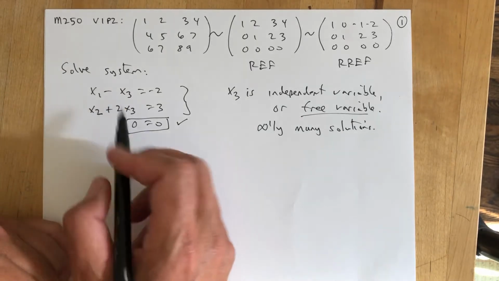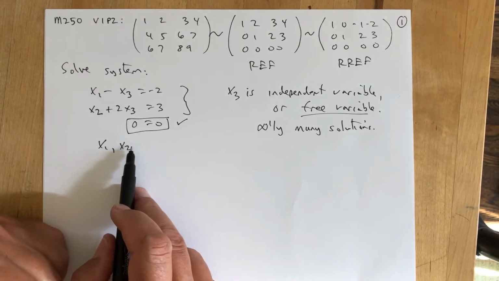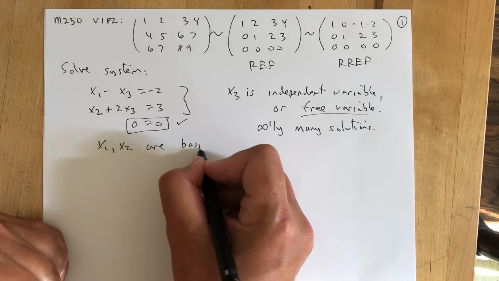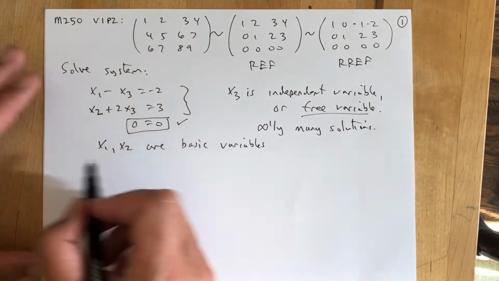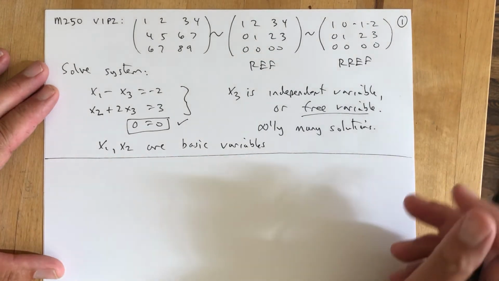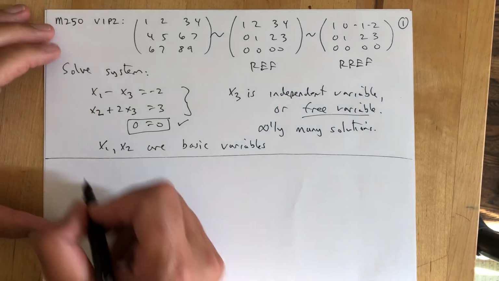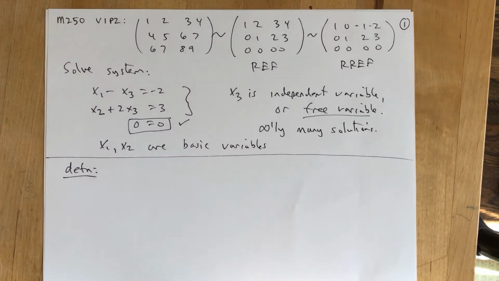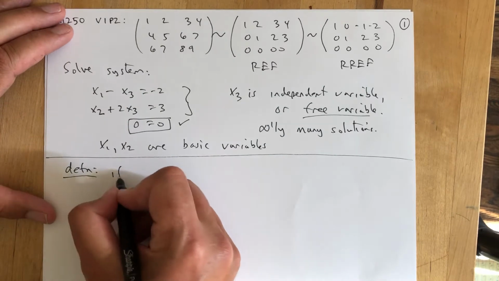And just to give them names, x1 and x2, which depend on x3, are called basic variables. And once you do the row reduced echelon form of a matrix, it's much easier to find out what the basic variables are and what the free variables are. And again, this is something I didn't really define clearly in Math 215 diffie-q.